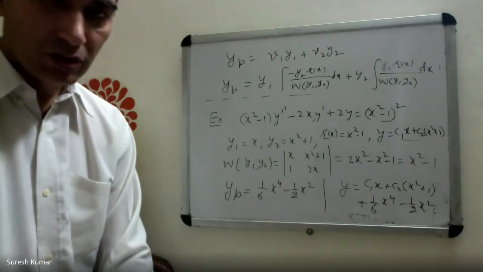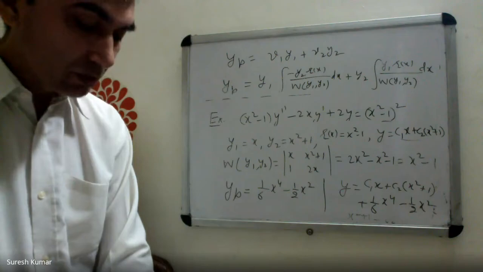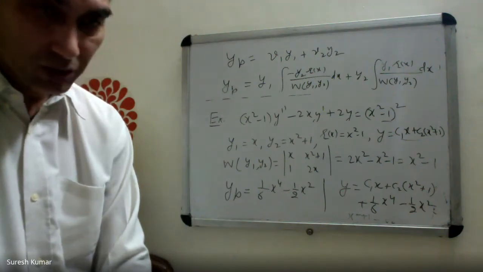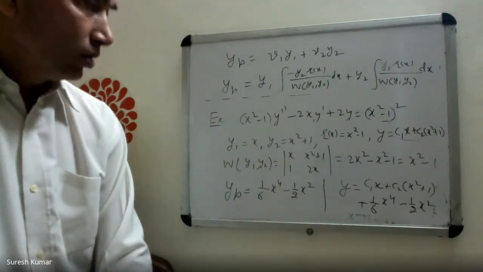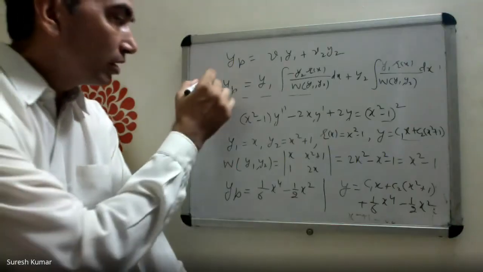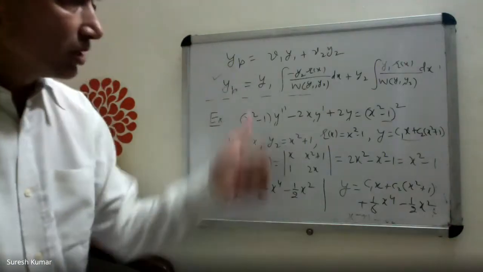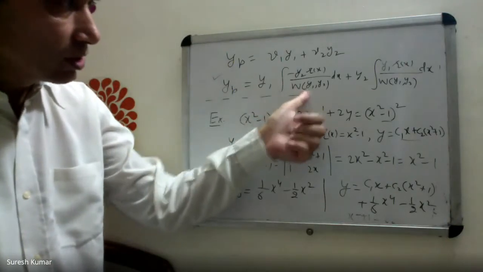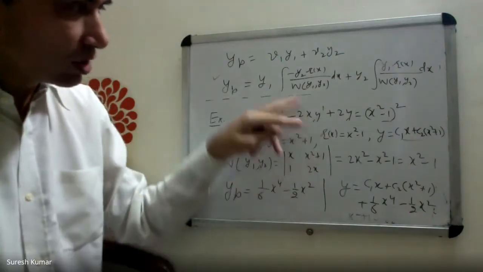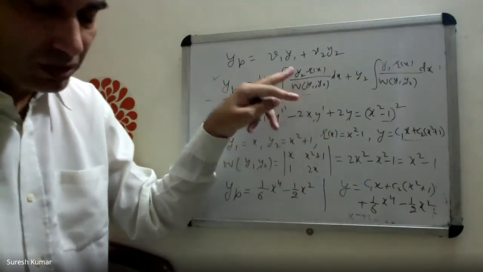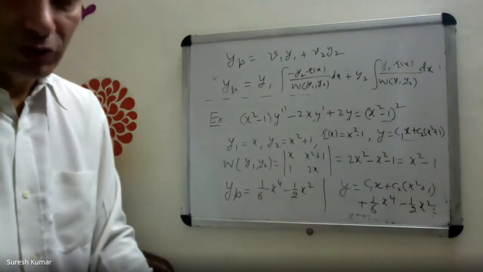Okay, so today we have learned the method of variation of parameters. Very, very important method. What is the formula for finding yp using the method of variation of parameters? y1 times this integral plus y2 times this. What are y1, y2? Particular solutions of the corresponding homogeneous differential equation.